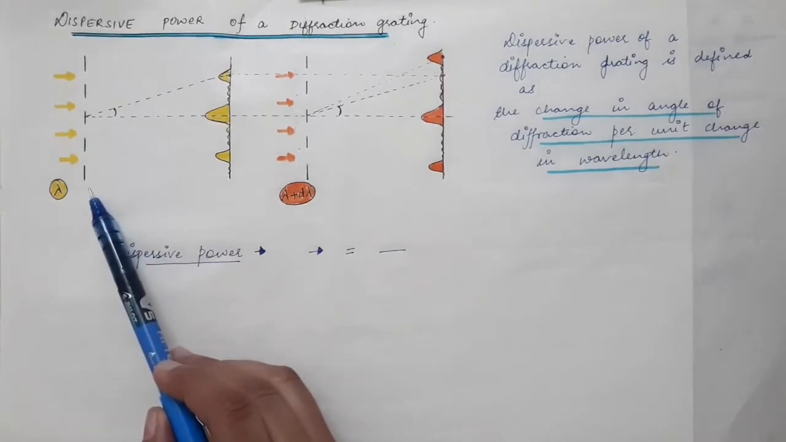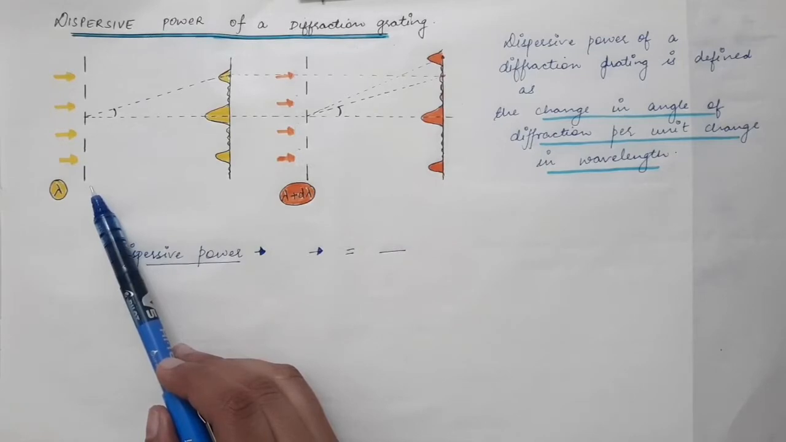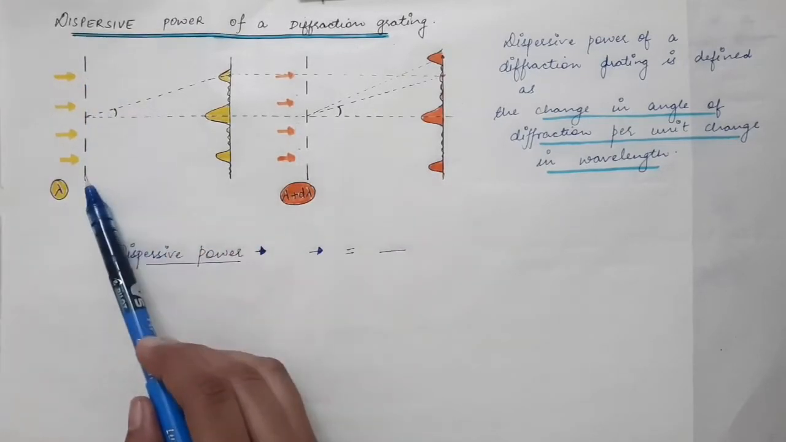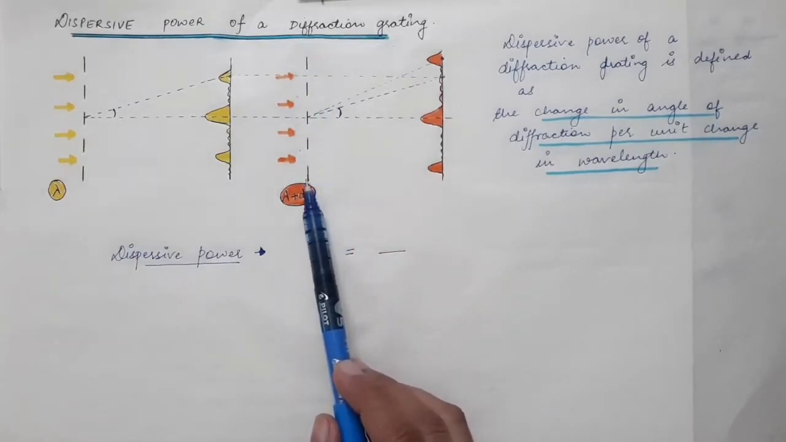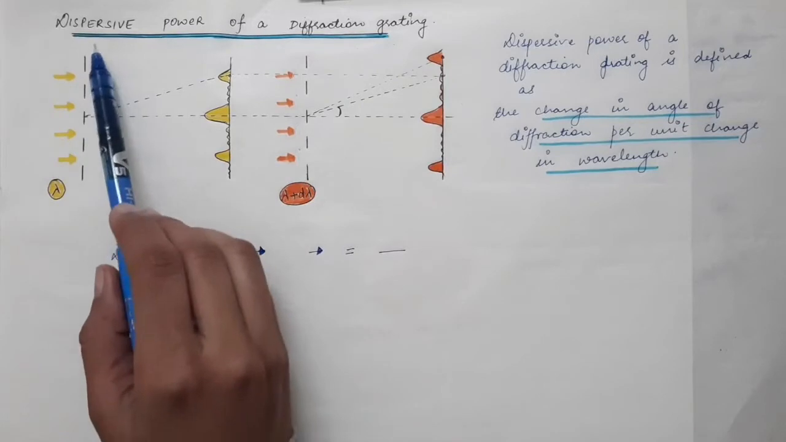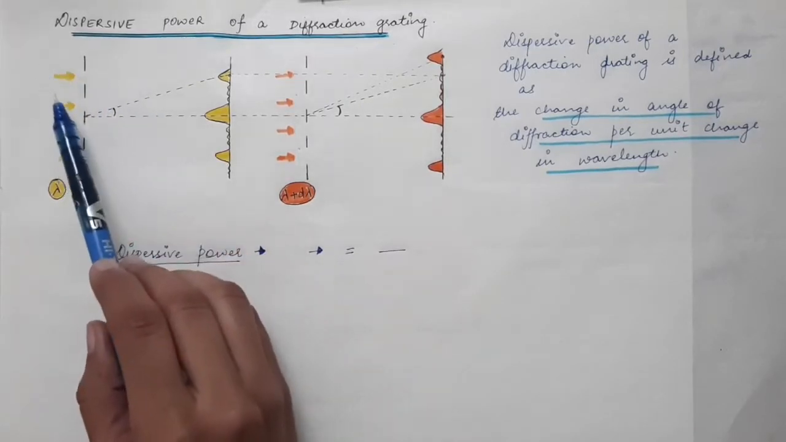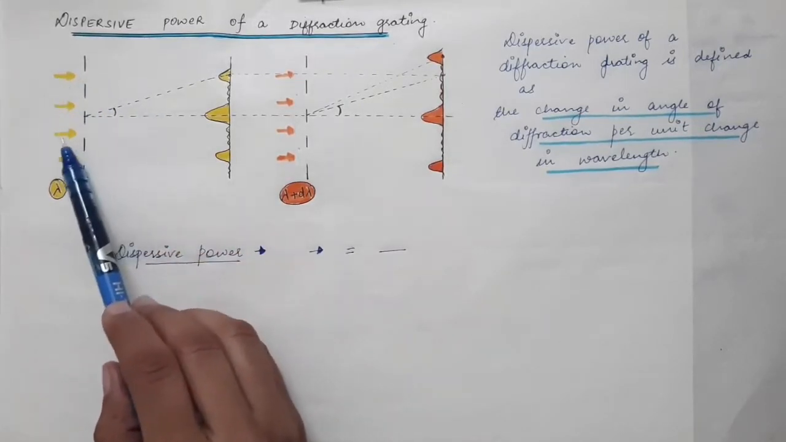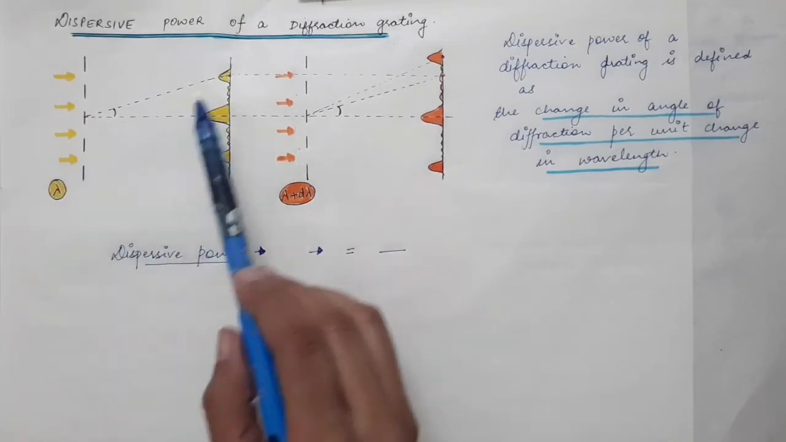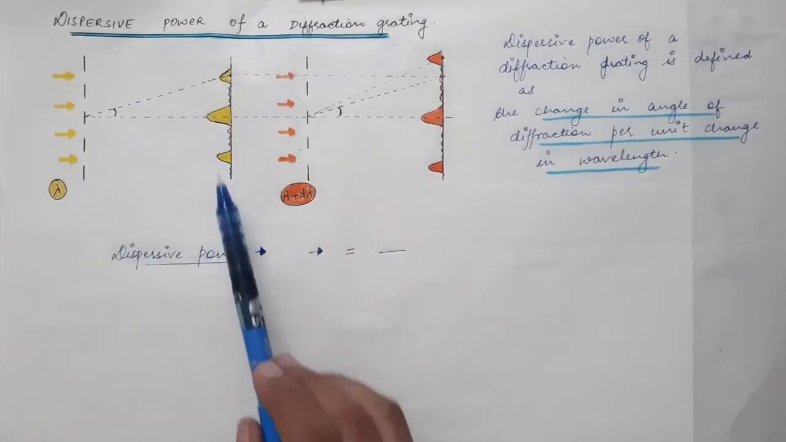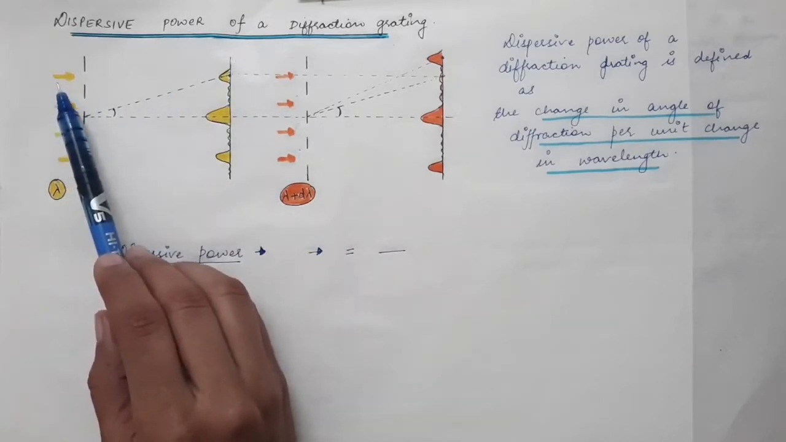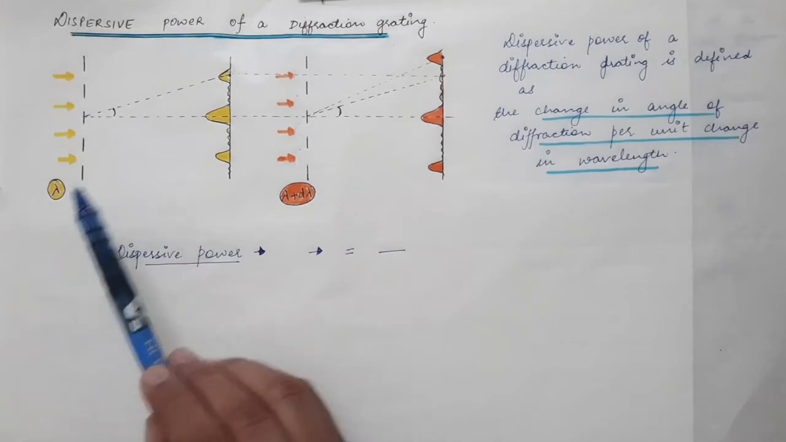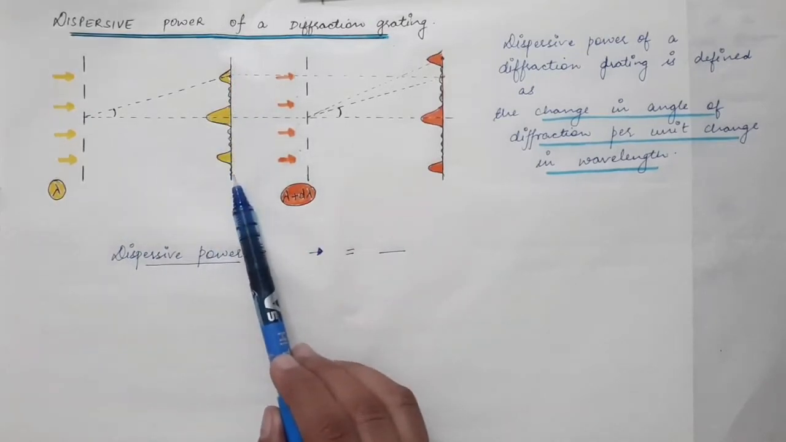We have already seen that a diffraction grating is similar to an n multiple slit arrangement. So here I have drawn one diffraction grating and here I have drawn another similar diffraction grating. In this first diffraction grating, I have made a particular wavelength of light fall on the grating and a diffraction pattern is obtained on the screen in this manner. Here I have shown that a yellow light is made to fall on the diffraction grating and similarly a diffraction pattern is obtained.